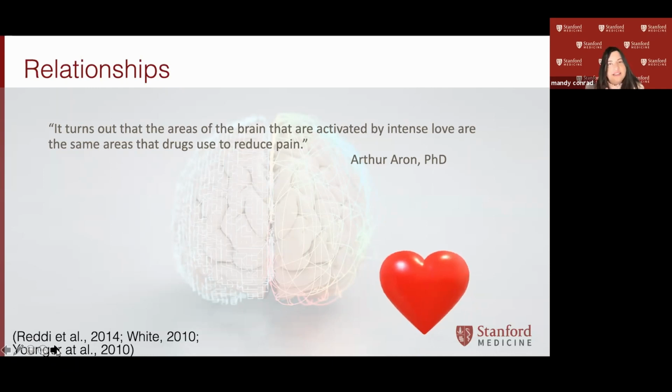What they discovered is that distraction and looking at the picture of the love that they felt very intensely alleviated pain to the same degree, but when they looked at the scans of the brain, it was using different parts of the brain. When individuals experienced that alleviation of pain when they looked at their significant other, it was activating the reward center. So this is just to say that even the relationships that we have can influence our pain experience.